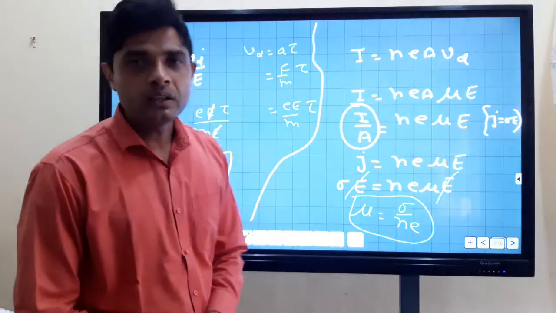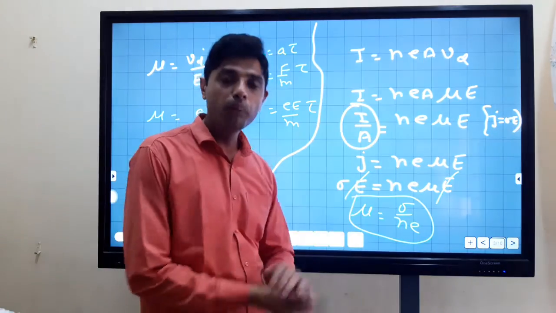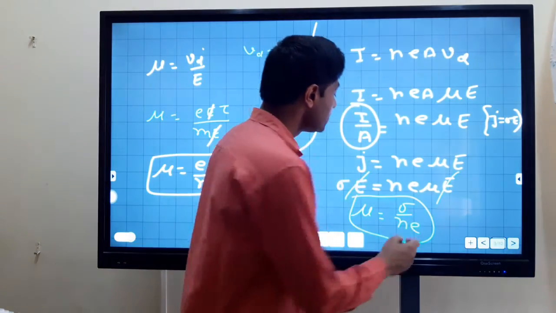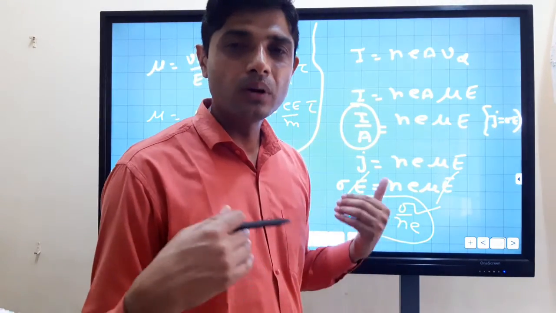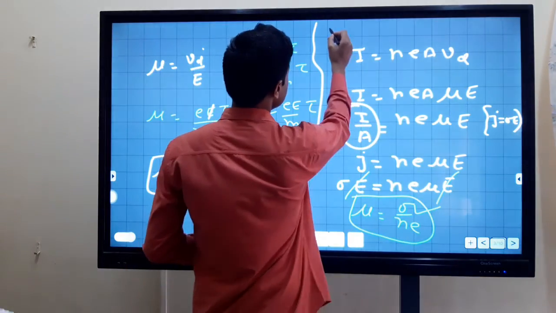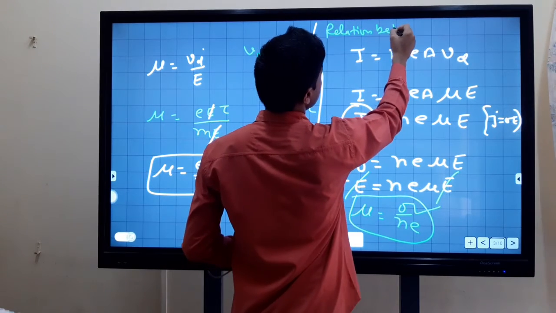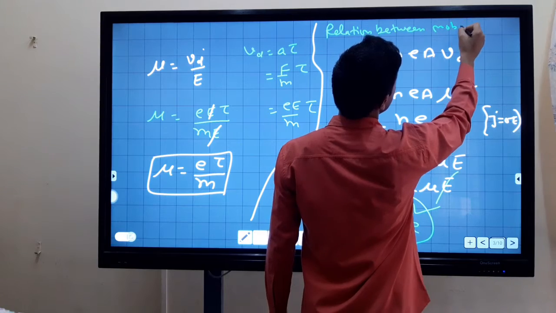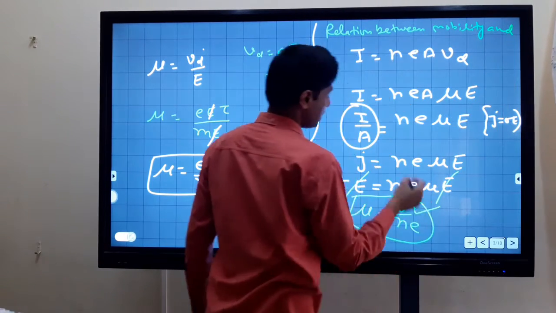So this relation shows that the mobility of mobile charge carriers basically depends upon the conductivity of the mobile charge carrier. So this is the relation between mobility and conductivity.